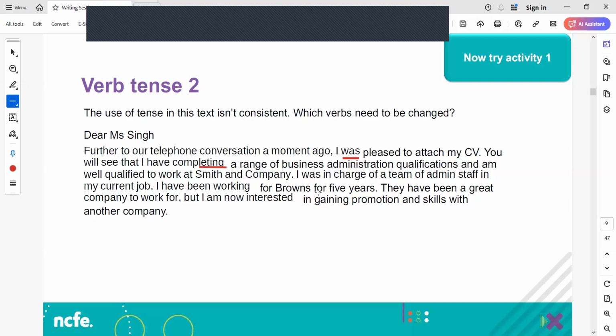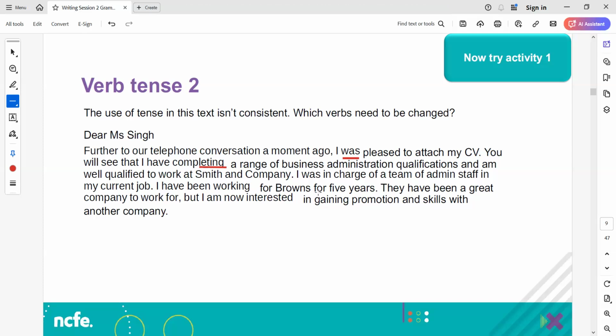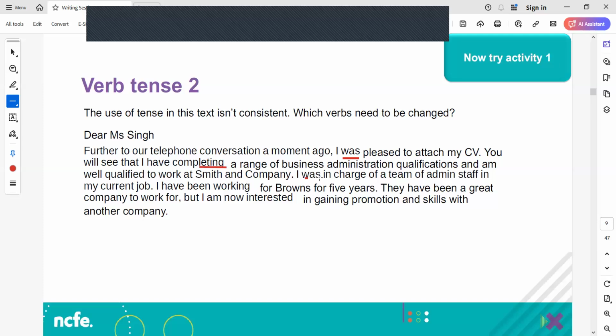Okay. So I was in charge of a team of admin staff in my current job. So he's talking about what he's doing now. So the present tense. I'm in charge. Good. So the was should be am because he's talking about what he's doing right now, what his job is now. So I've been working for Browns for 5 years. They have been a great company to work for, but I'm now interested in gaining promotion and skills with another company. Okay, so well done.